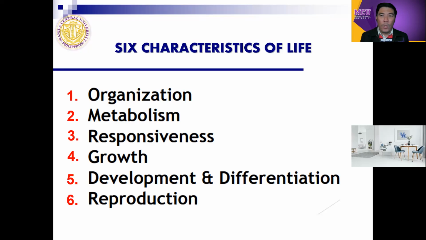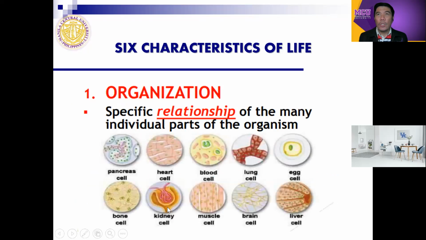are prepared for everyone. So when it comes to the 6 characteristics of life, we have organization, metabolism, responsiveness, growth, development and differentiation, and reproduction. We have discussed last time that when we talk about organization, this is in relation to the term relationship.